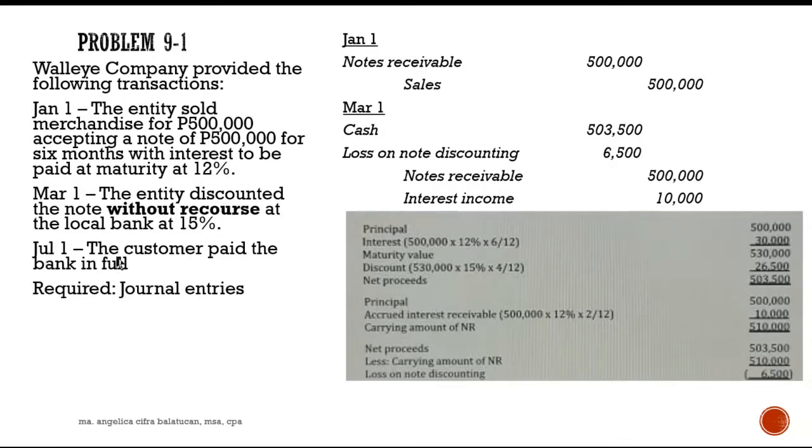On July 1, the customer paid the bank in full. Since the customer paid in full, there's no problem with that. Aside from that, it's without recourse, so we don't have any liability to the endorsee or to the bank. So that's why on July 1, there would be no entry. Okay.